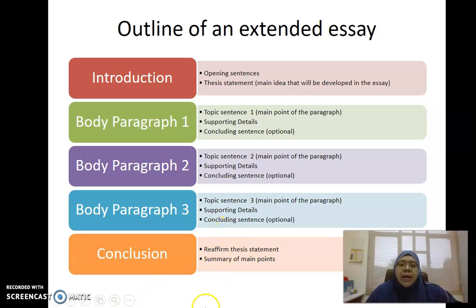For each body paragraph, you need to have one topic sentence, supporting details, and then a concluding sentence, which is optional. You have to write the topic sentence properly, as it is the main point of the paragraph. That is for body paragraph one, body paragraph two, and body paragraph three, and lastly a conclusion. For the conclusion, you have to reaffirm the thesis statement. You mention again what the thesis statement is all about, and then summarize the main points.